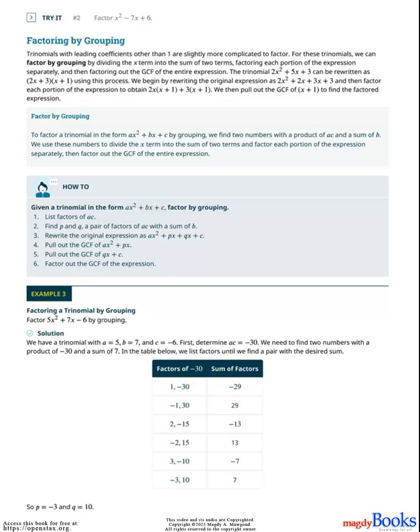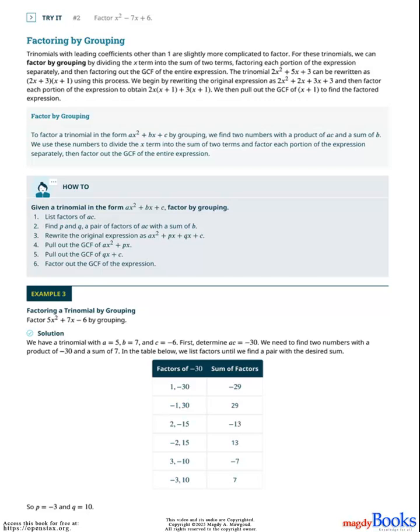Q. Factor by grouping. To factor a trinomial in the form ax squared plus bx plus c by grouping, we find two numbers with a product of ac and a sum of b. We use these numbers to divide the x term into the sum of two terms, and factor each portion of the expression separately, then factor out the GCF of the entire expression.